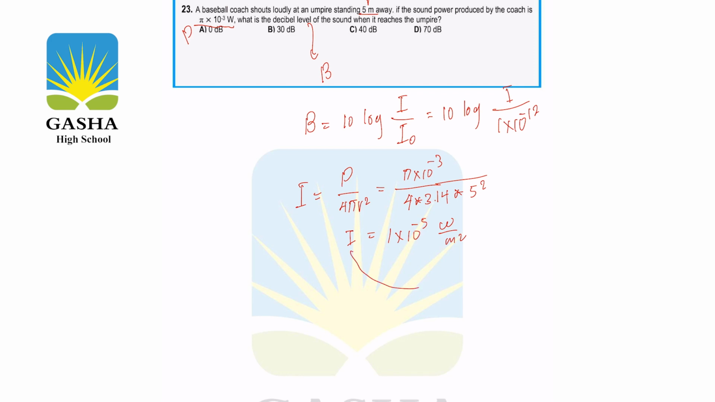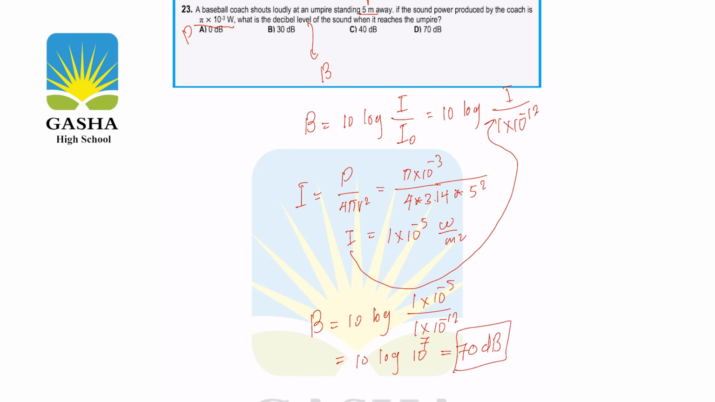We can substitute the value here in this question. We can easily find the decibel level, and that's 10 log of 1 times 10 to the power negative 5 divided by 1 times 10 to the power negative 12, and that will be equal to 10 log. These two cancel out, and what's left is 10 to the power 7. And log of 10 to the power 7 by using the calculator is equal to 7, and 7 times 10 is equal to 70. So 70 decibel or dB is the correct answer, which is D. So D is the correct answer.